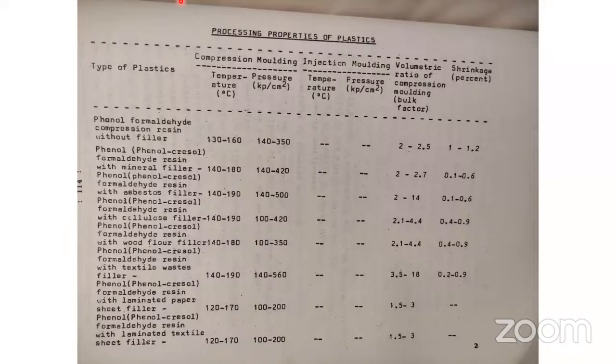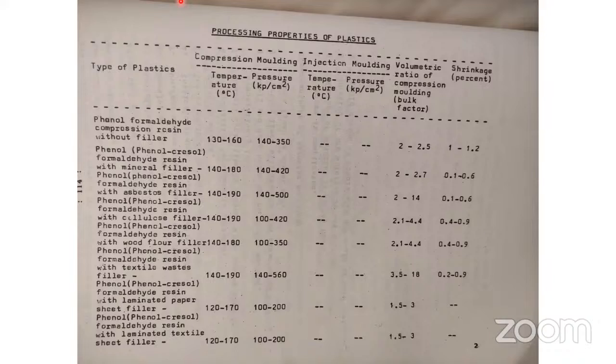Fillers we are adding in the plastics. Why are we adding filler in the plastics? Because to reduce the cost. Suppose one polymer or plastic is 300 rupees per kg or maybe 500 rupees per kg.